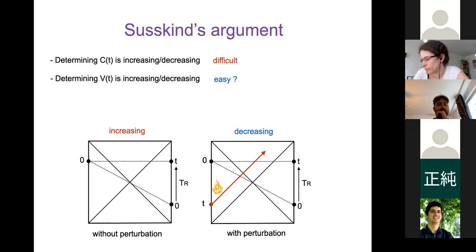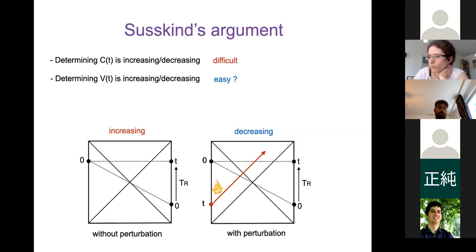In order to understand his claim, let us consider the following setup. Here we have the thermofield double state, which is dual to a two-sided AdS black hole. And I took time zero at these locations, exploiting the symmetry of the system. Now if we think of time evolving the system on the right-hand side, then you can probably easily see that the complexity or volume is increasing in time.